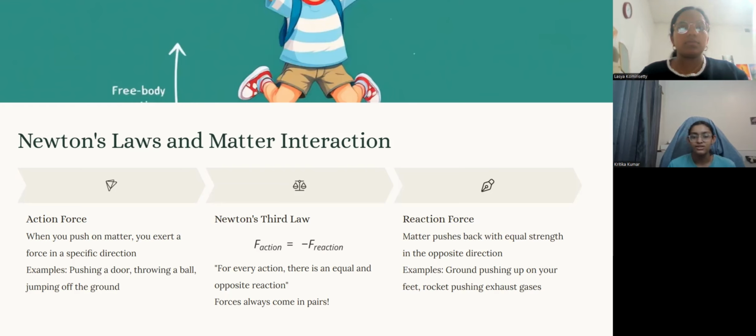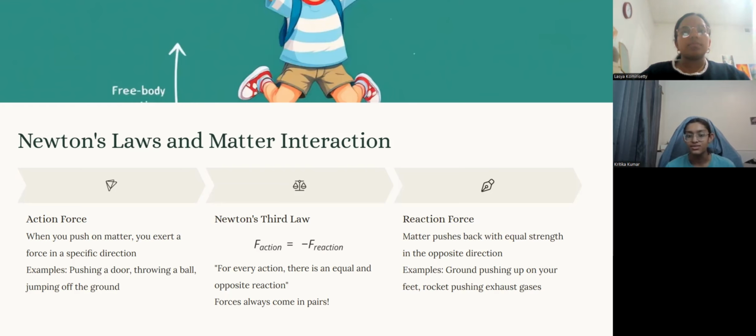Force of an action should equal negative of force of the reaction. So that basically means that for every action there's an equal and opposite reaction. The negative is supposed to show the opposite part. And remember that forces always come in pairs. So if you apply a force, then whatever you're applying a force on is also applying a force on you.